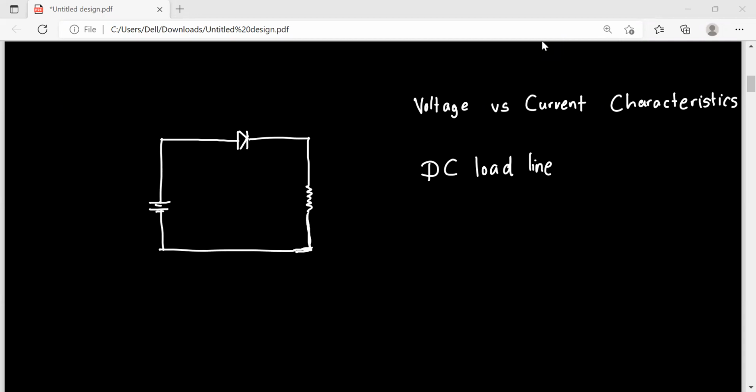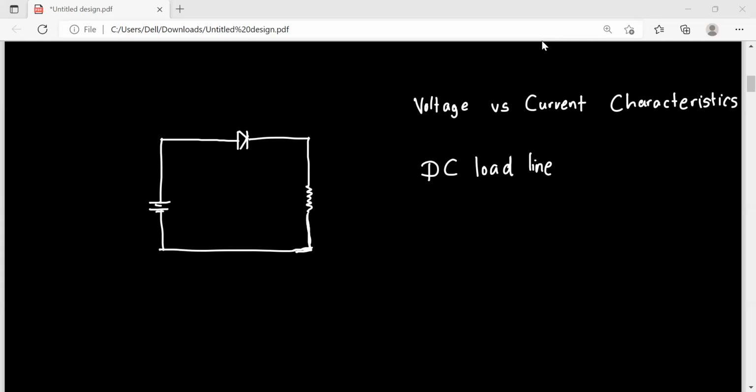So first of all, we have already discussed that to make a diode work, we need to give it a forward biased voltage. We should give at least 0.7 volts for silicon, otherwise it won't work. So if you are providing more than 0.7 volts, what will happen to the diode? First of all, we need to know what's going to happen.